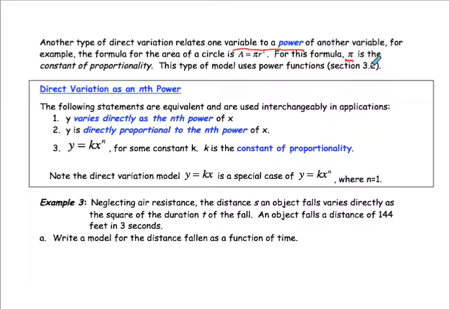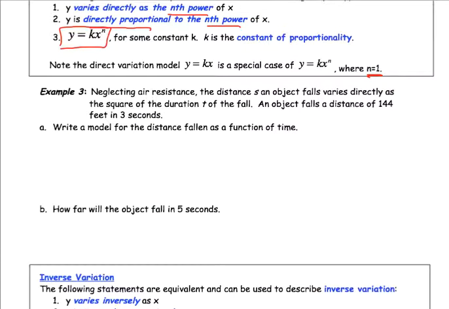So we can have y varies directly as the nth power, y is directly proportional to the nth power of x, or the equation that we're going to have is y equals k times x to the n for some constant k, where k is a constant of proportionality. Note, the model we just studied, y equals kx, is a special case where n is equal to 1. Okay, let's try a couple examples now when we have direct variation, but it's not a linear direct variation.